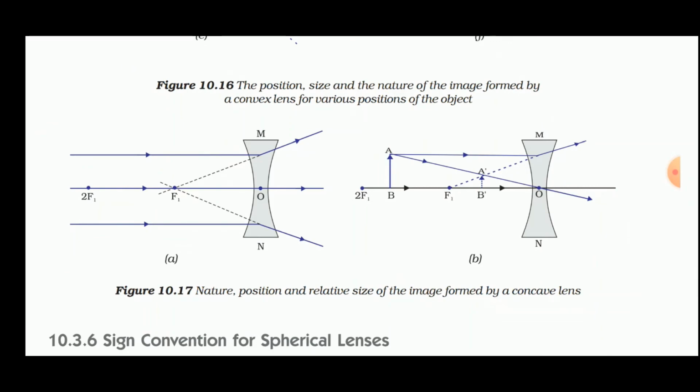So you can understand this with the help of this one. If the object is at infinity, the image is formed at the principal focus. If the object is between 2F1 and F1, then the image is also formed. If the object is between the pole or optical center and F1, then the image is also formed on the same side, and it is an enlarged image.